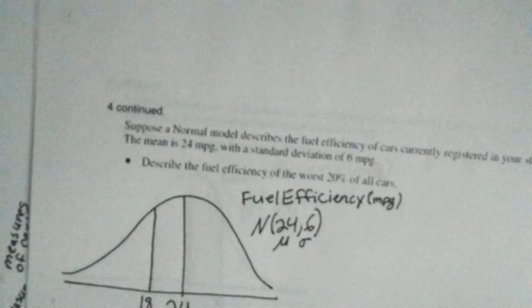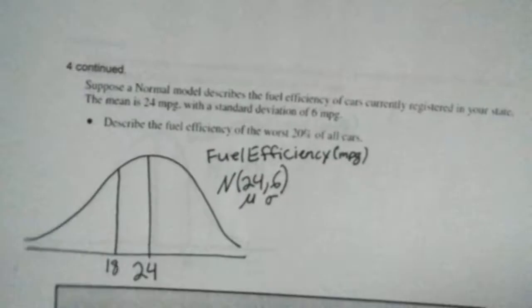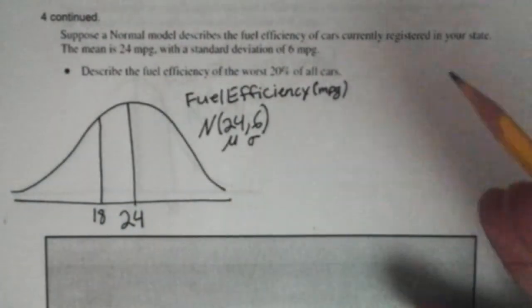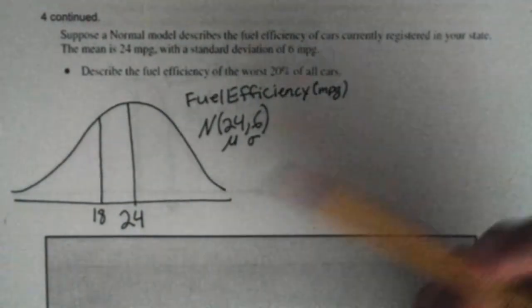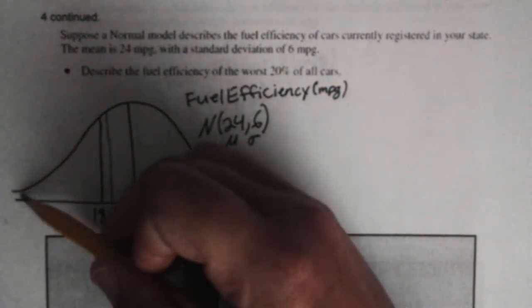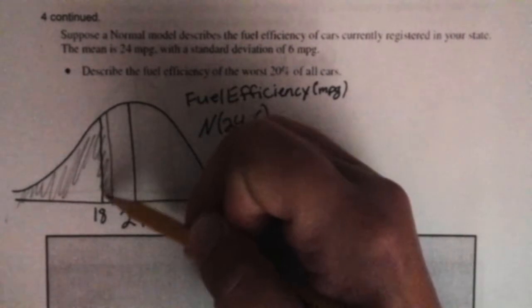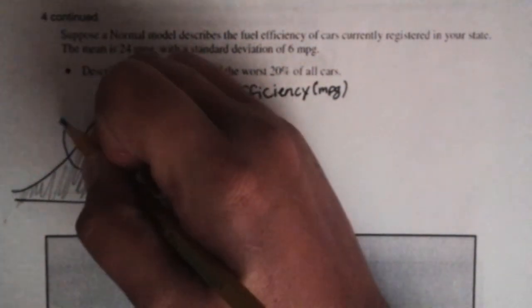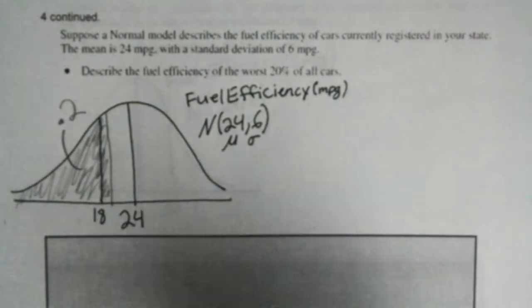Moving on to question page 8, same scenario again, only now the question says, describe the fuel efficiency of the worst 20% of all cars. So you're not going to know exactly where to shade this until you push the buttons in your calculator, but I'm going to show you. It winds up being about here. And the area underneath this curve is 0.2, or 20%.